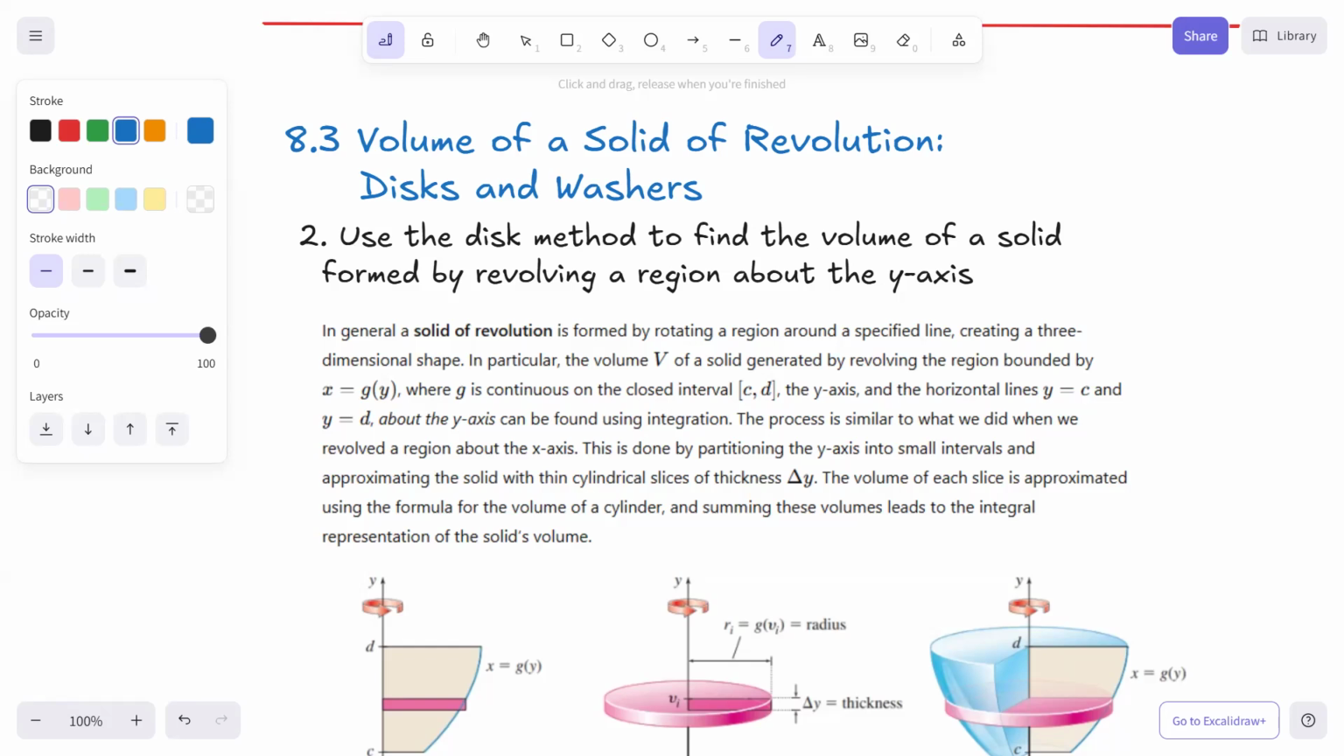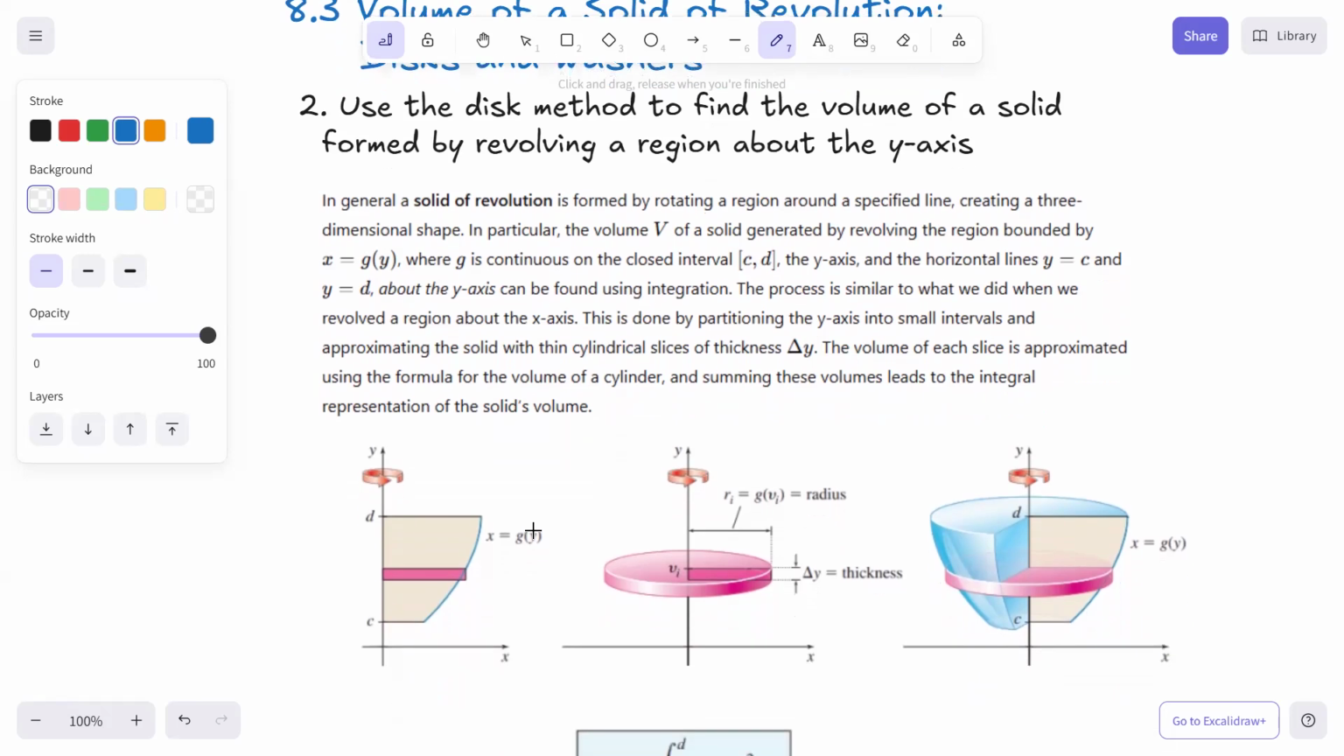And this time we're going to do the same thing with the disk method, except we're going to revolve the region about the y-axis. And the same process is going to happen here as we used to figure out the volume of a solid generated by revolving the region about the x-axis. Except the only thing that's a little bit different here is that the function has to be in terms of y, and instead of making a vertical strip, you're making a horizontal strip. So the thickness of the strip is considered delta y, and the radius is the function of y.